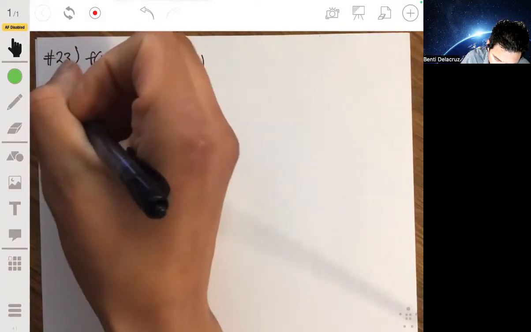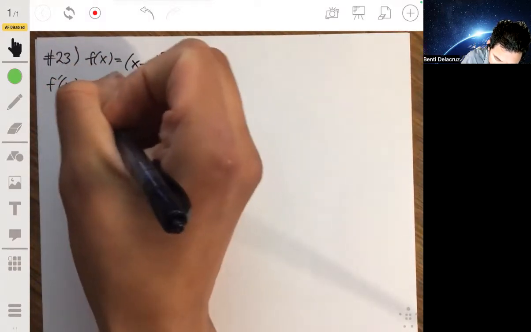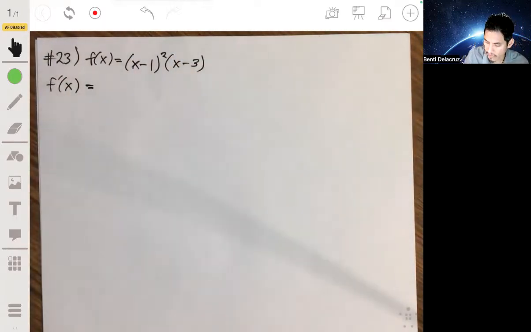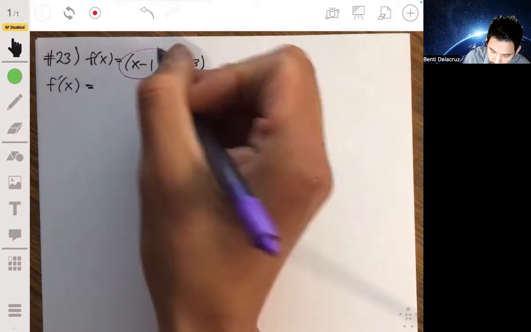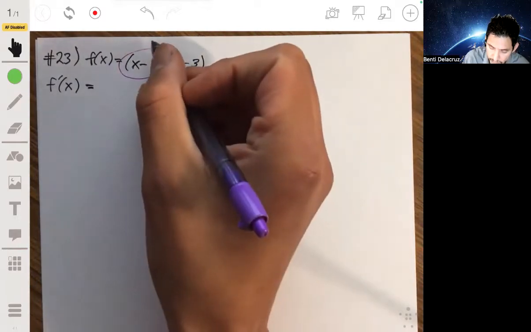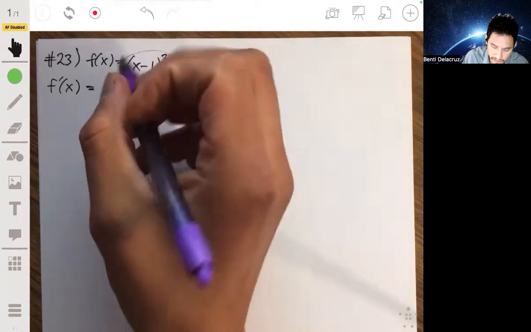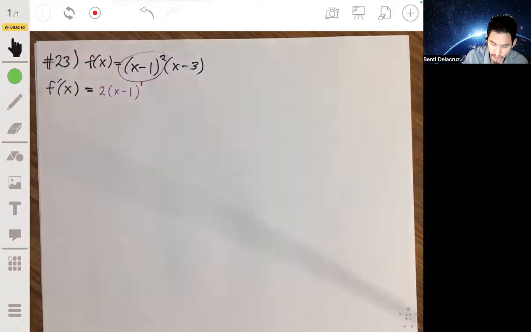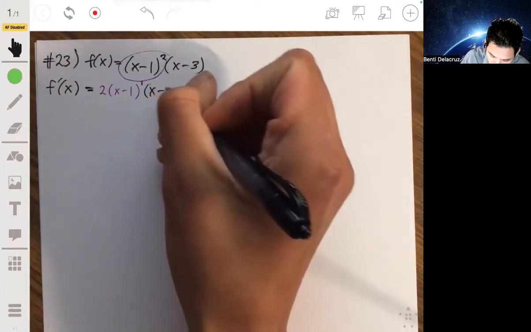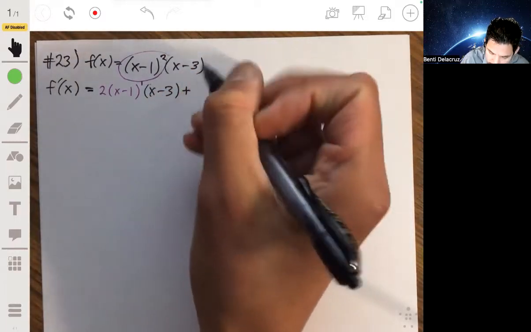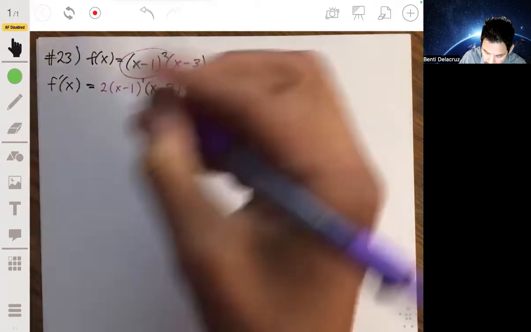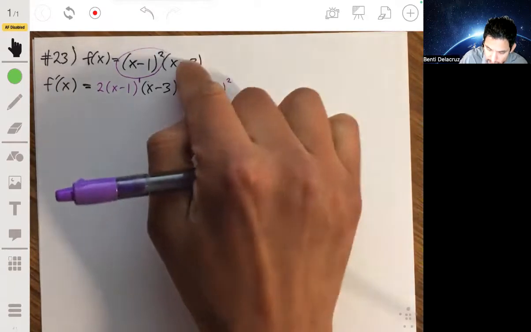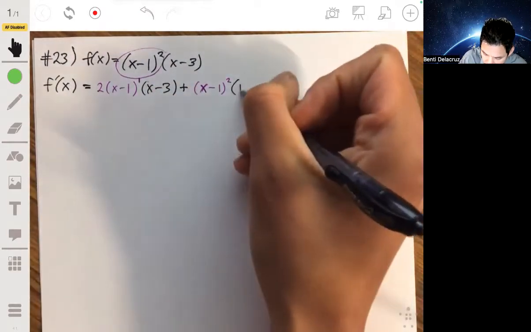Let's find the first derivative, f prime of x. We're going to use the product rule. We have a function here times another function. So take the derivative of this function first. It'll be 2 times (x minus 1) to the 1 times (x minus 3), plus, leave this the same, so leave that (x minus 1) squared times the derivative of that function, which is just going to be 1.